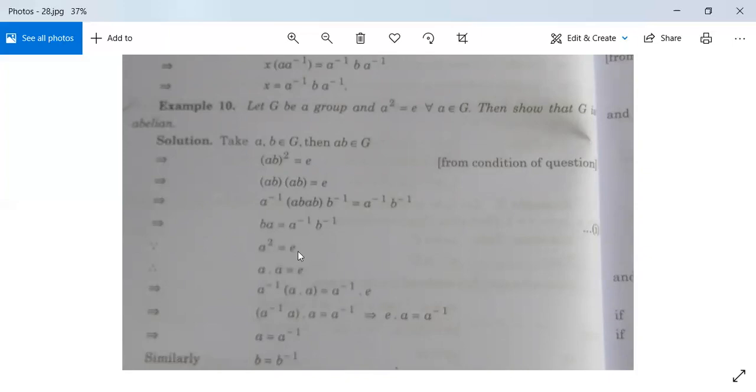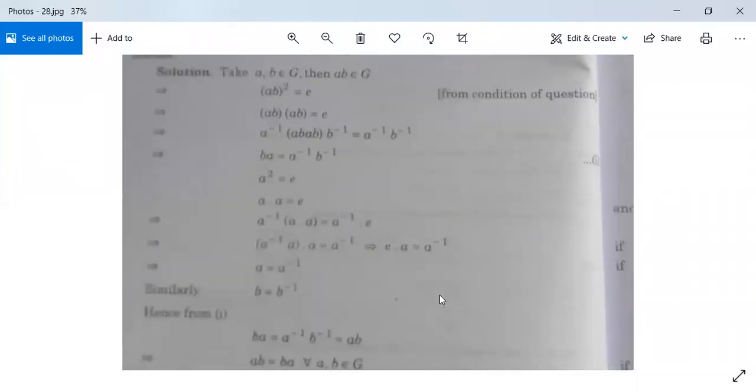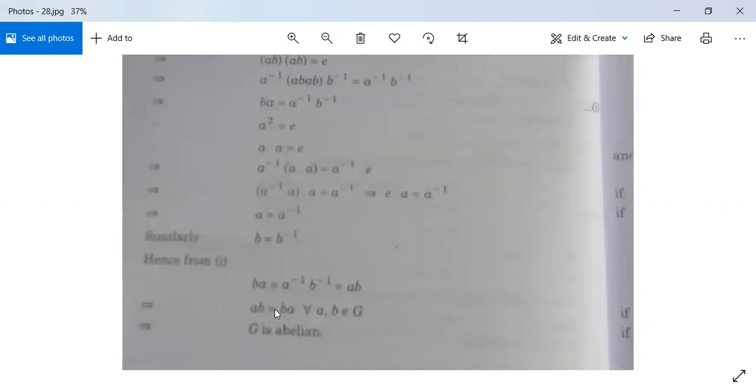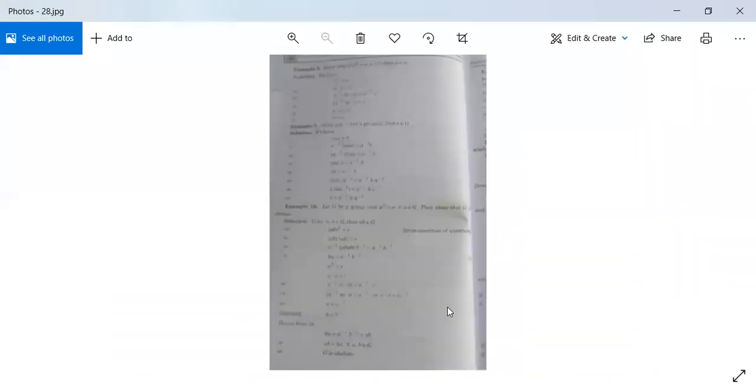Since a square is equal to e, therefore aa is equal to e. A inverse aa is equal to a inverse e. So a inverse a a is equal to a inverse. This is your e. So ea is equal to a inverse, यानी a is equal to a inverse. Similarly, b will be b inverse. अब यहाँ पे रख देना है इक्वेशन 1 में. So ba is equal to a inverse b inverse means ab. Therefore, ab is equal to ba for all a, b in G, and hence this G is an abelian group. प्रूफ हो गया.